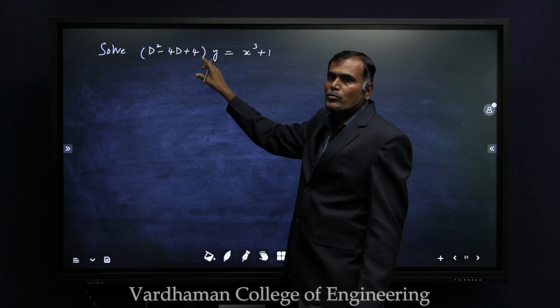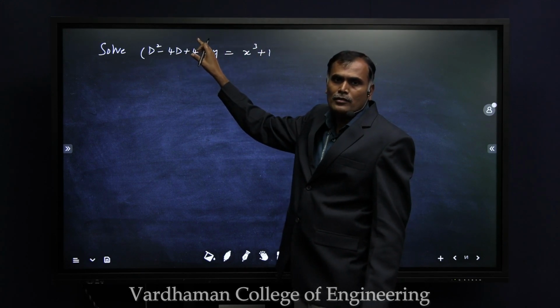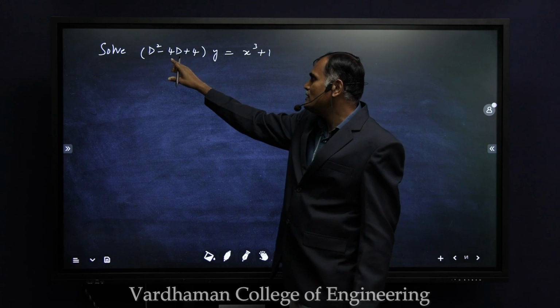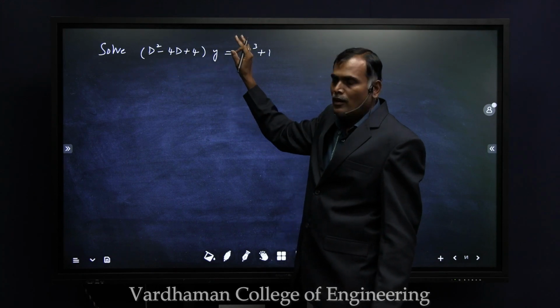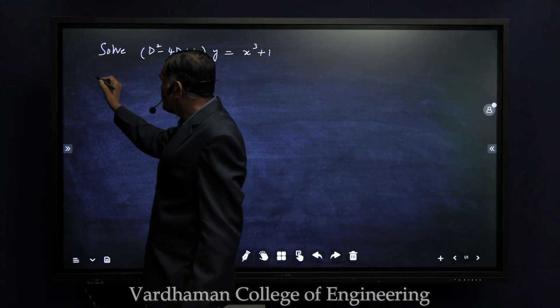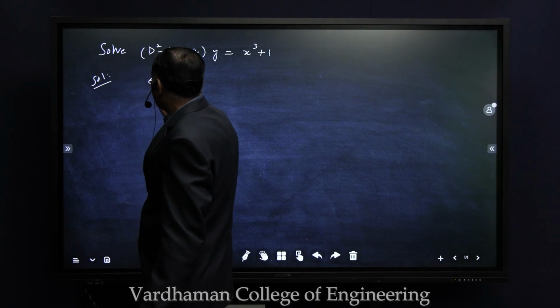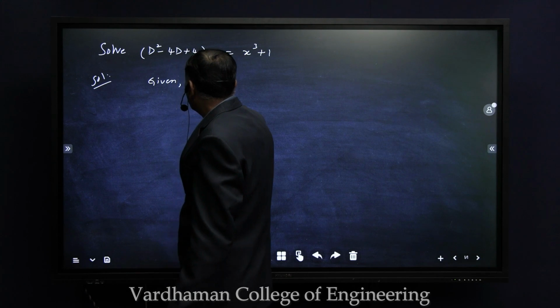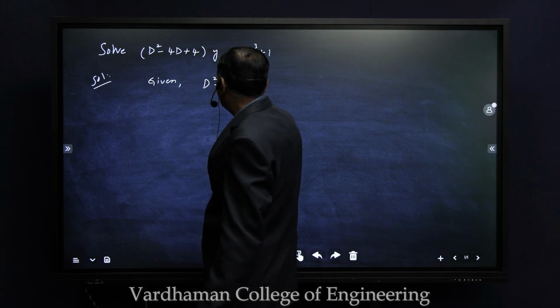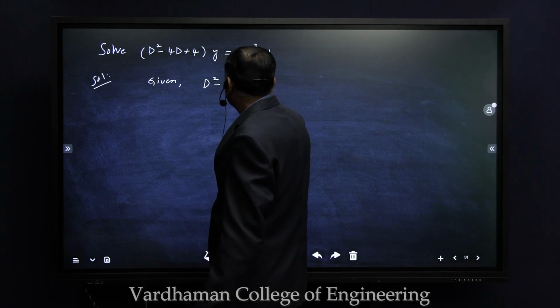Now clearly the given problem is a linear differential equation with constant coefficients. This is readily given in operator form. Let us find the solution of this one. To find the solution, first we find the complementary function. This is the given problem, readily in operator form, so this is f of D.